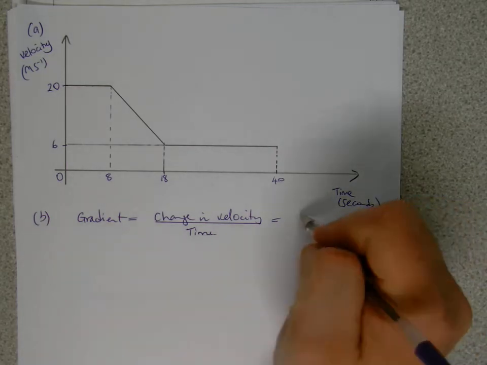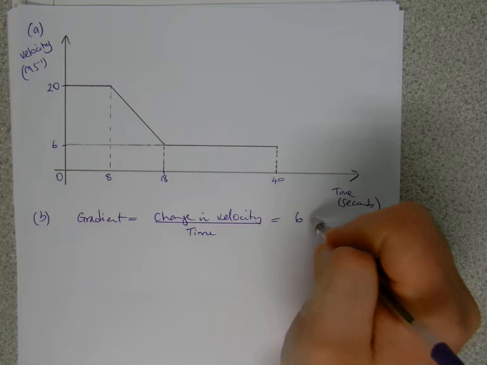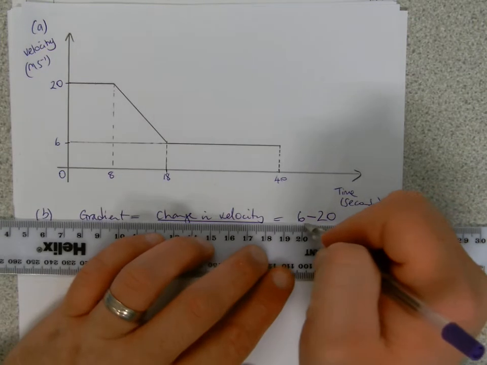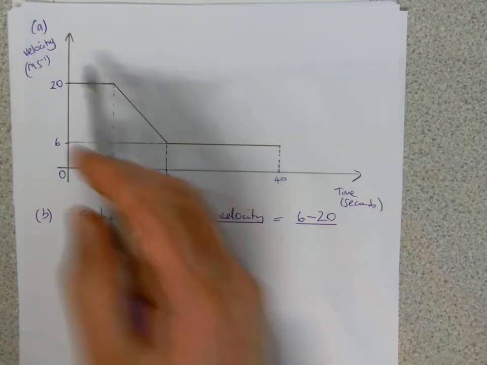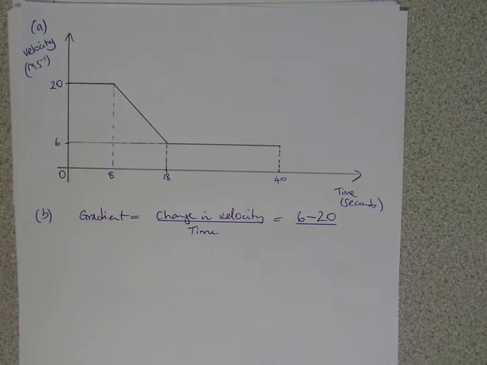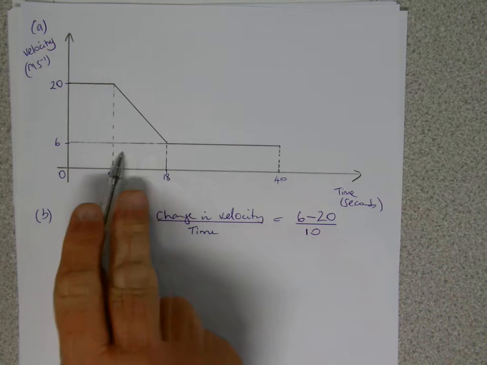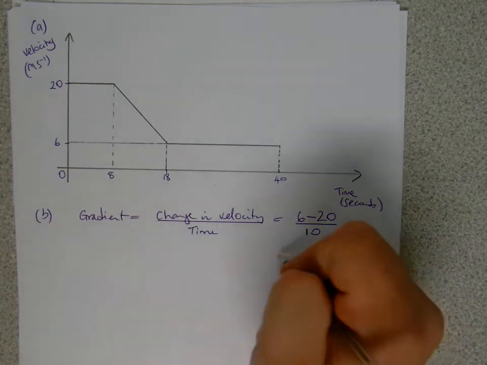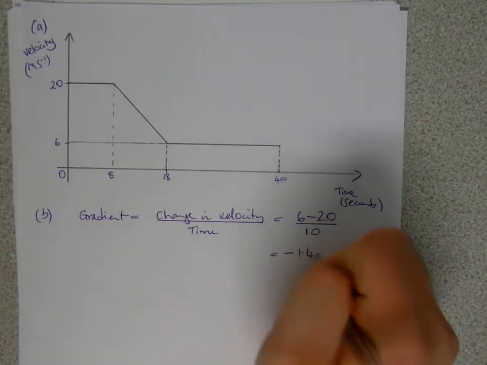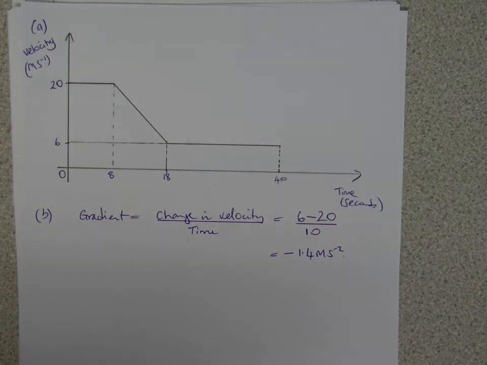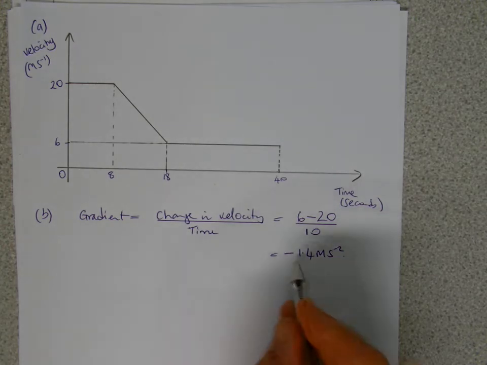To show that in my workings, I just put my final velocity there, which is 6, take away my initial velocity, which is 20, and you'd get minus 14, wouldn't you? It shows that you've lost 14 meters per second in speed. Divide by the time, which is of course 10 seconds, from 8 to 18, and that works out to be minus 1.4 meters per second squared. So that's showing the acceleration, and of course it's negative, which means we've got deceleration.